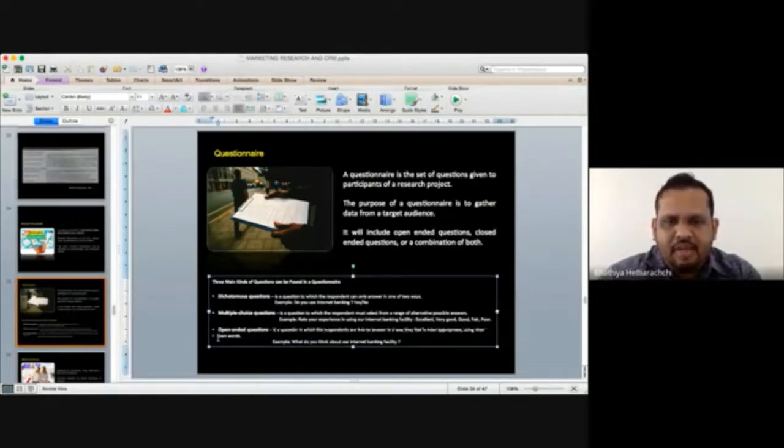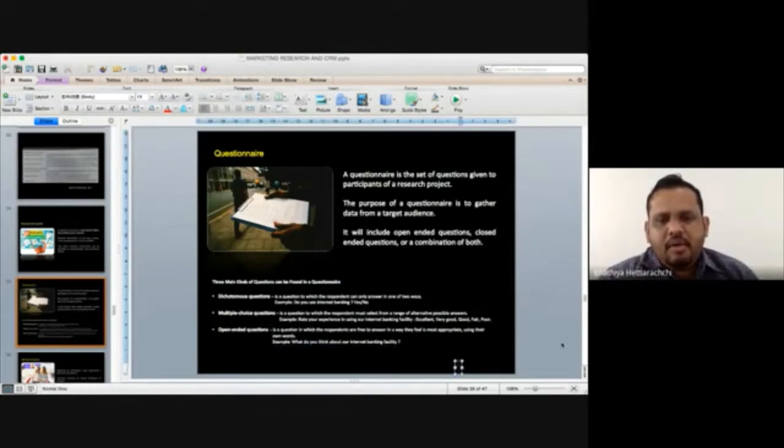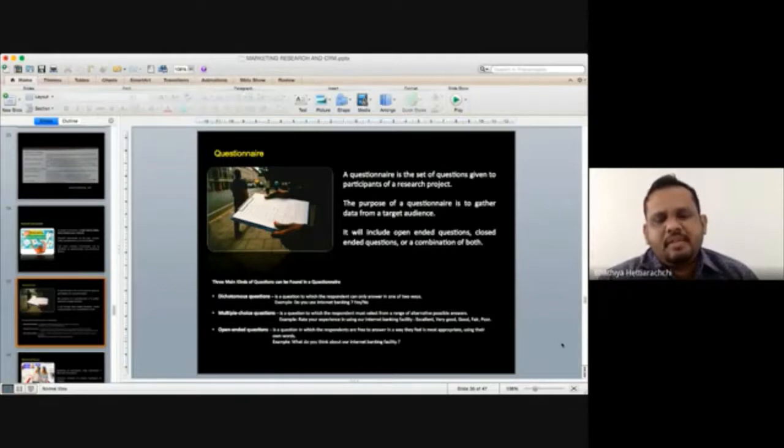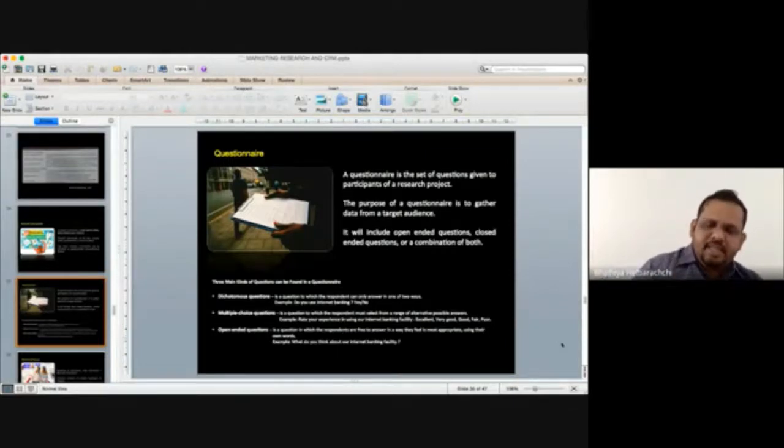Then you have open-ended questions. Now an open-ended question is a question where the respondent is given free space, so he can freely answer the question and come out with his real feelings and thoughts, and he is given the chance to express himself, right? For example, a question can be, what do you think about our internet banking facility? That allows him to talk about it, right? He might talk about his experience, what he felt, and what he thinks. So he will come out with his real feedback about your internet banking.